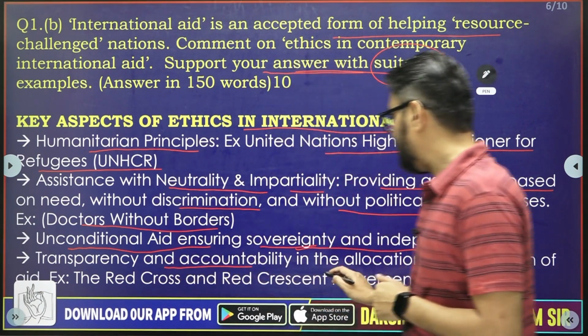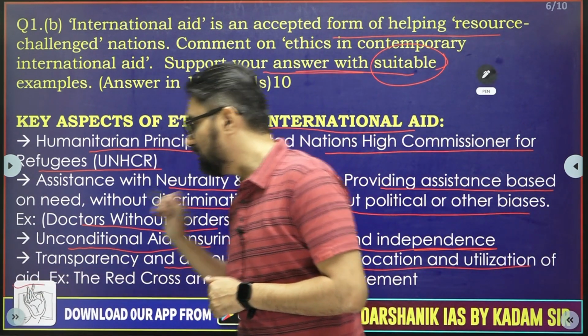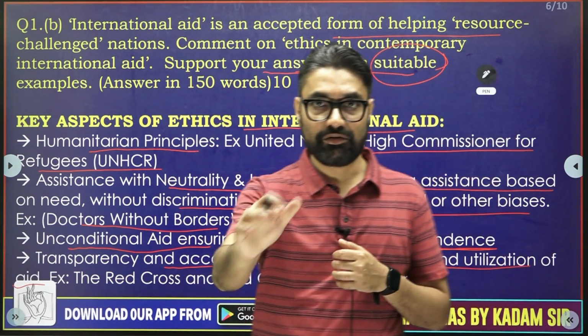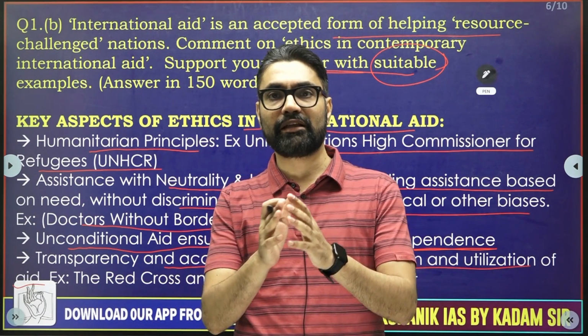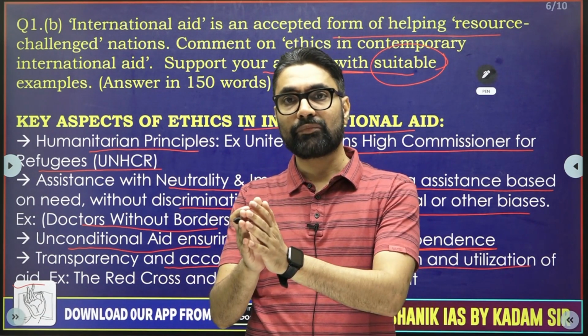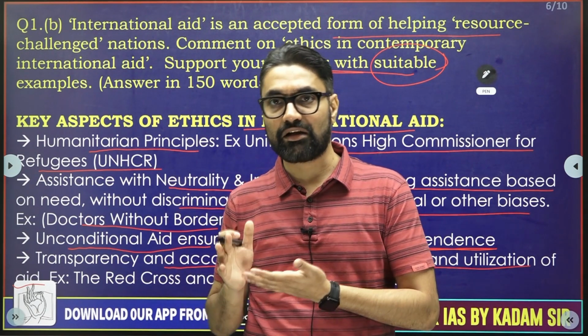Then transparency and accountability in the allocation and utilization of the aid. फिर आप जो भी aid दे रहे हो should be given in a transparent manner, in an accountable manner. तो आप जो भी aid दे रहे हो, okay, money that you are giving and where it is getting used should happen with transparency and accountability.